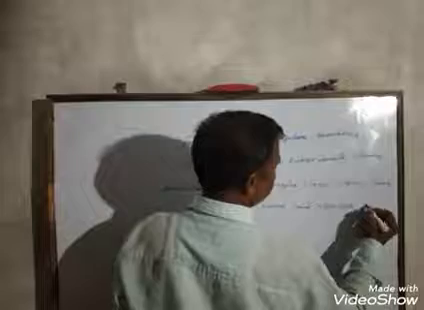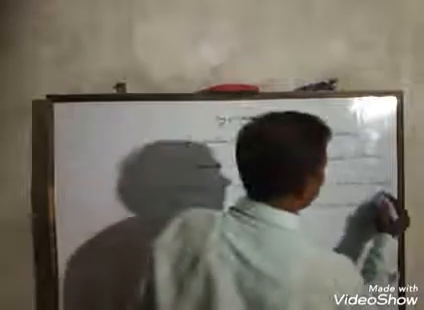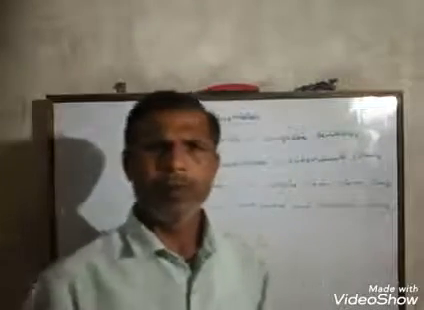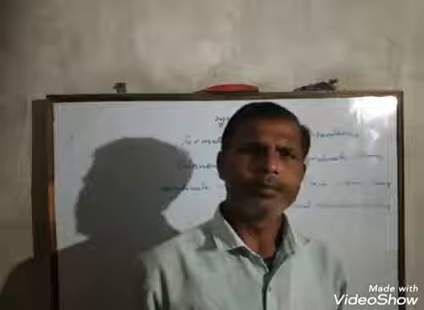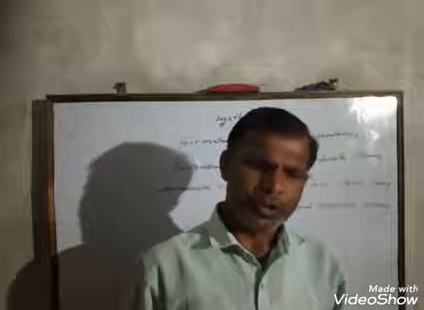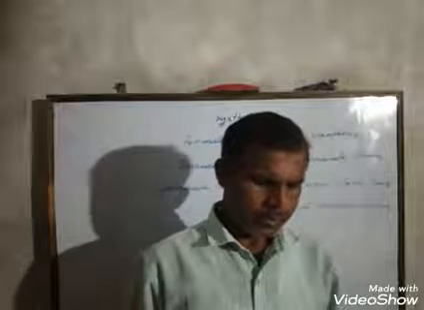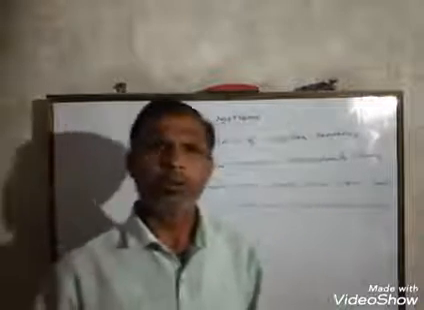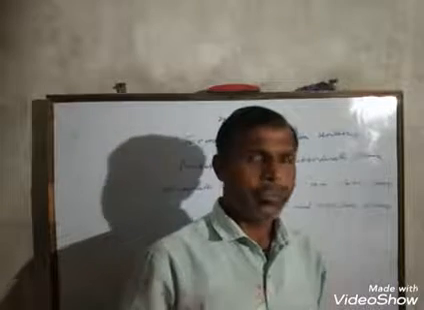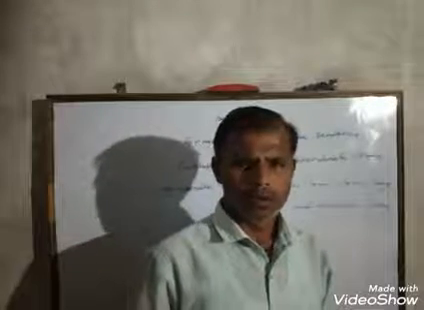Okay, students, adjective clause. In the previous video, I told you the noun clause. A noun clause does the work in five ways: subject to a verb, object to a verb, object to a preposition, complement to a verb, and case in apposition to a noun. In the previous video I explained all five ways of using a noun clause.